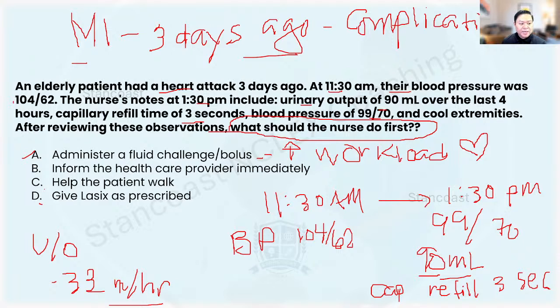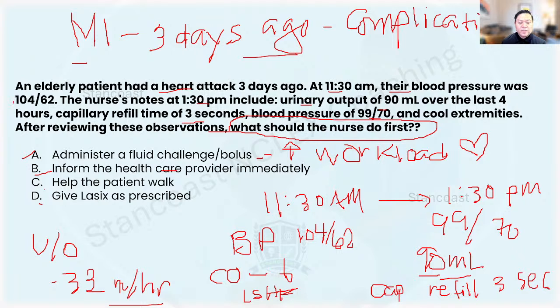Now, what about letter B? Inform the healthcare provider immediately. That is the correct answer. Why? Of course, you are seeing that there is a deviation in the patient's assessment. The blood pressure is going downhill. There is hypotension. That simply means that there is now a decreased cardiac output, and the cardiac output will decrease if there is left-sided heart failure. I hope that you can recall that, guys.